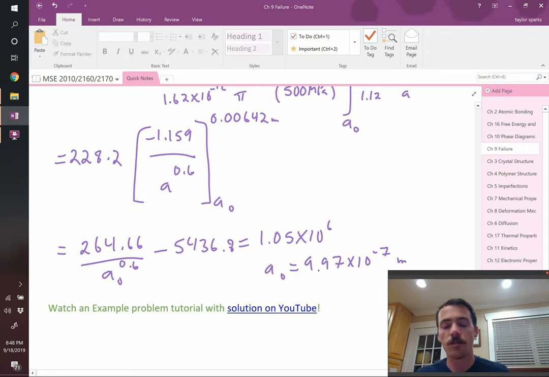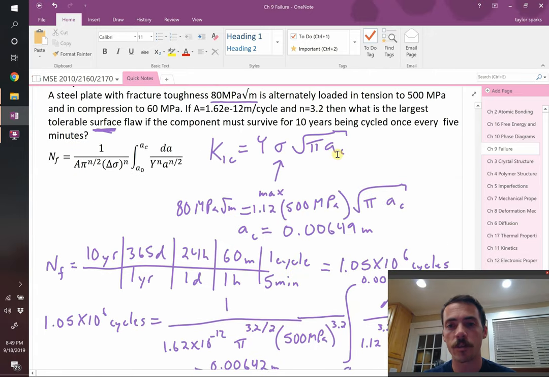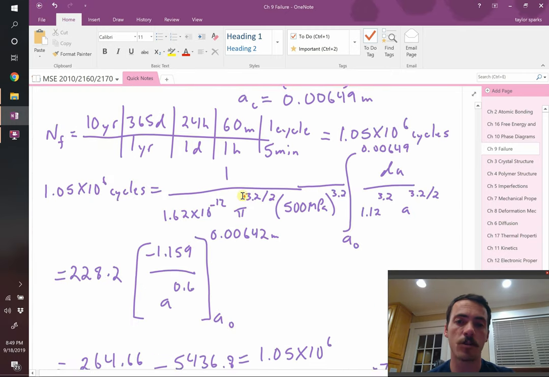So the biggest flaw that we can have is that size. Any bigger, and after the million cycles that we need it to survive, 1,050,000, it will be larger than this critical flaw size, and it will break before it's supposed to. So that's how you go about using what we learned about in last class, which is this really interesting way to model crack growth using A and N, the exponential crack growth constants, in a sort of real-life problem.